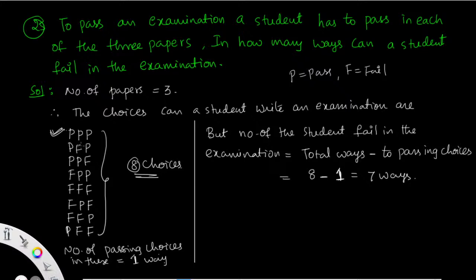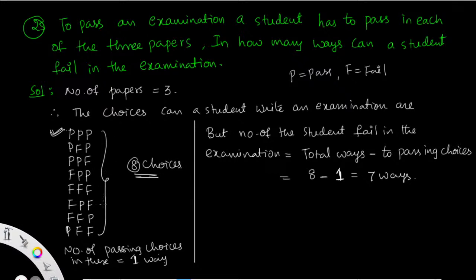So for 3 papers, one choice is that all papers are passed, and another is first paper pass, second paper pass, and third fail. Like this, totally you get 8 choices. This is the number of choices in which a student can write the examination. But the question asks in how many ways the student can fail. Failing means total ways minus the passing choice. So this can be fail, this can be fail, this is fail. Even one paper fail means the result is fail.